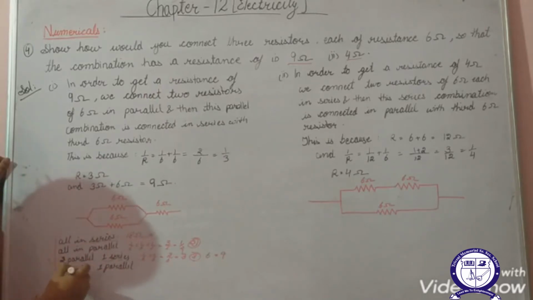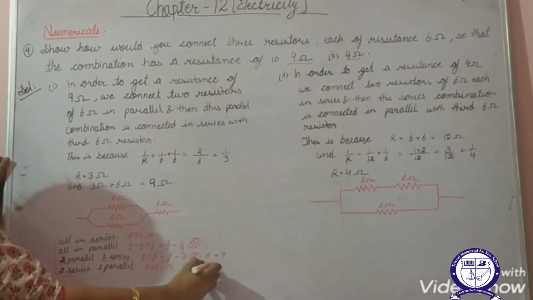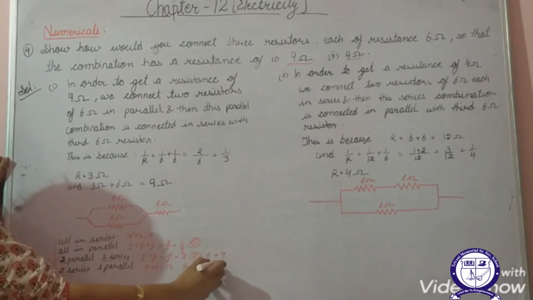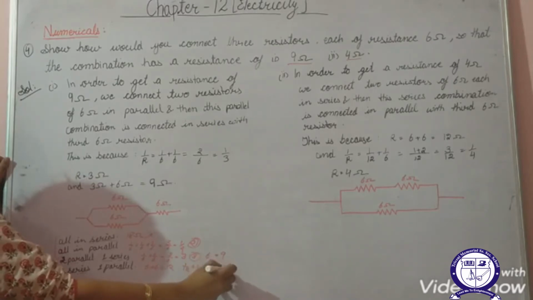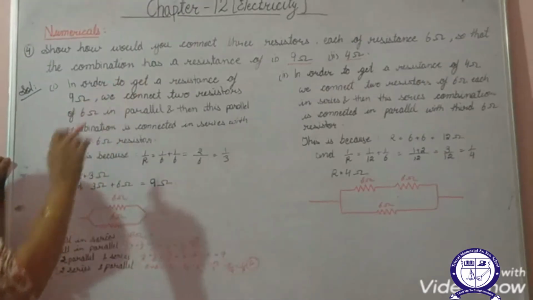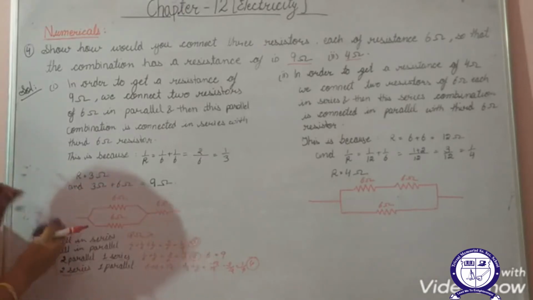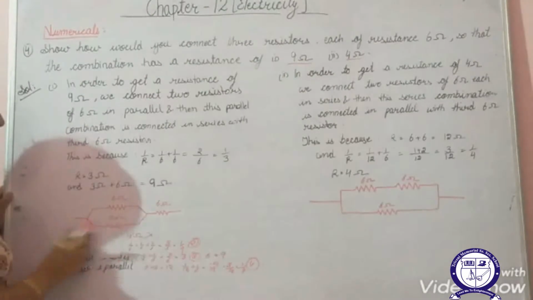In a similar way, we can have the next one, two in series. If you connect two in series, 6 plus 6, you will get 12. And when you connect this in parallel with the third, 1 by 12 plus 1 by 6, what will it be? That is 3 by 12, 1 by 4, or we can say 4 ohm. So in the first part, we have to connect two resistances in parallel with one in series, and for the second part, we have to connect two resistances in series with one in parallel. So this was about your method.